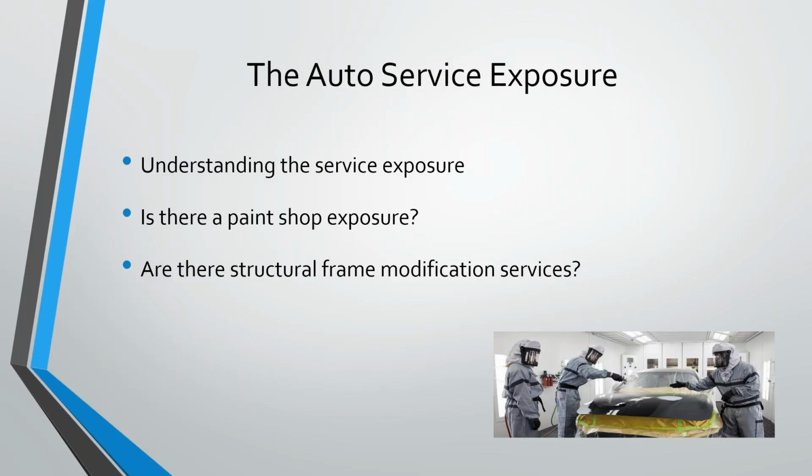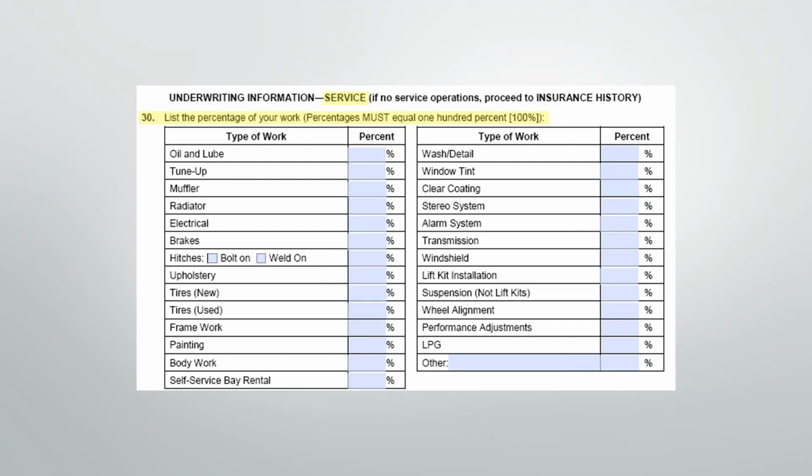Okay, so good information on auto dealers, things that you need to know. Let's move on to the auto service exposure, and that's really your garage repair. You want to be able to understand their service exposure. For example, is there a paint shop exposure? You have to ask those questions, and the app is a really good way to guide you. Also, is there structural frame modification services? Are they altering the vehicles in any way from the way they were manufactured? So Teresa's going to go over this section of the application now.